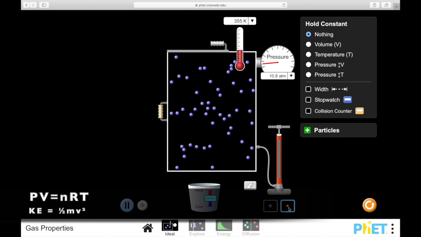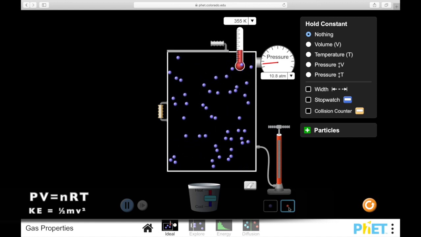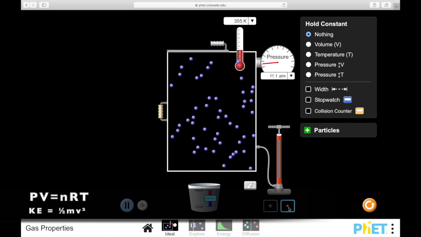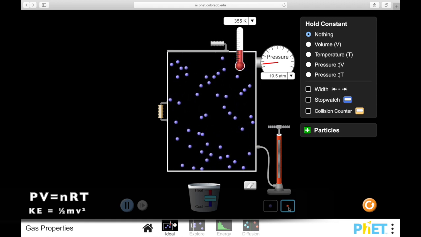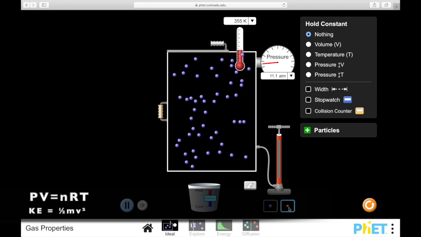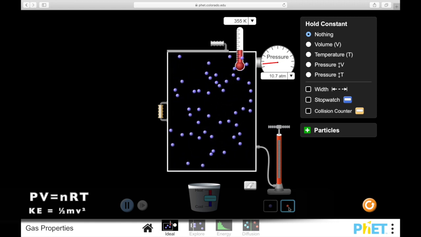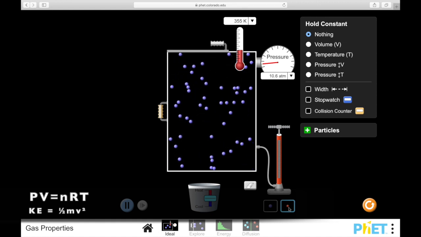container, would the pressure double exactly? Would it be twice as much as you see now? Will it be less than twice as much as you see now? Or will the pressure be more than twice what you currently have inside that container? And I'll let you think about that and come up with your hypothesis.